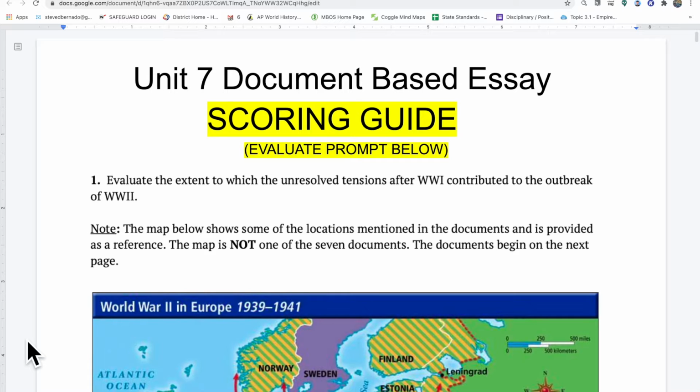And now the historical developments are unresolved tensions that will be identified in the documents. Contribute to the outbreak of World War II. Contribute, contributed, led to. This seems at first glance like a cause and effect essay. So I'm going to look out for causes and I'm going to look out for effects. And then maybe we need to weigh them. To what extent? Maybe some causes are lesser, maybe some effects are greater. We don't know. But those are the clues that we have from analyzing the prompt.